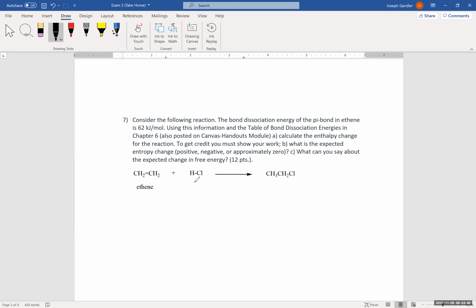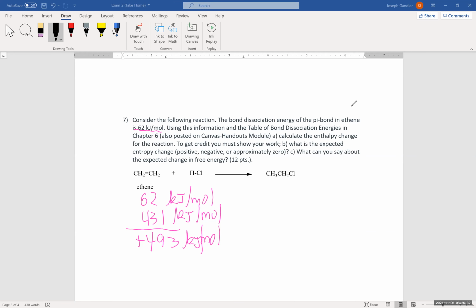So what we want to do is, what bonds are broken on the reactant side? Well, a pi bond broke, right? You go from a C=C double bond to a C-C single bond in the products. So that's 62 kilojoules per mole, right? That's given as 62. And then an H-Cl bond breaks, and an H-Cl bond is 431 kilojoules per mole. So if we add those up, it's 493 kilojoules per mole to break the bonds, right?